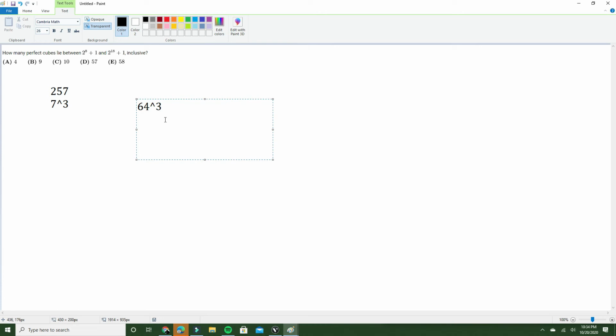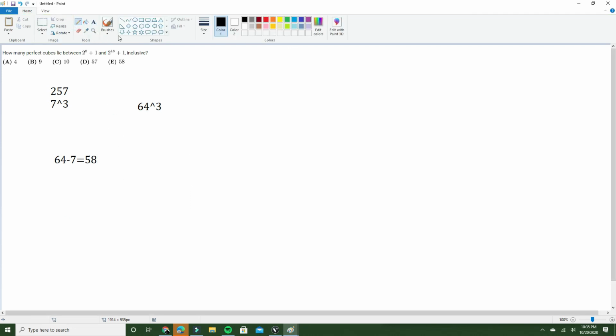So now, once we got 64 cubed, that is the highest cube there is, and 7 cubed is the lowest cube there is. After we got these numbers, we can just basically subtract 64 minus 7. Because if 7 is the lowest number that can be, and 64 is the highest number that can be, if you subtract them, you can find out how many numbers are in between them. Once you subtract them here, 64 minus 7 is equal to 57. But the thing is, it says it's going to be inclusive. So we can add one more to get 58, which is an answer here. Meaning that the answer to this problem is E, 58.